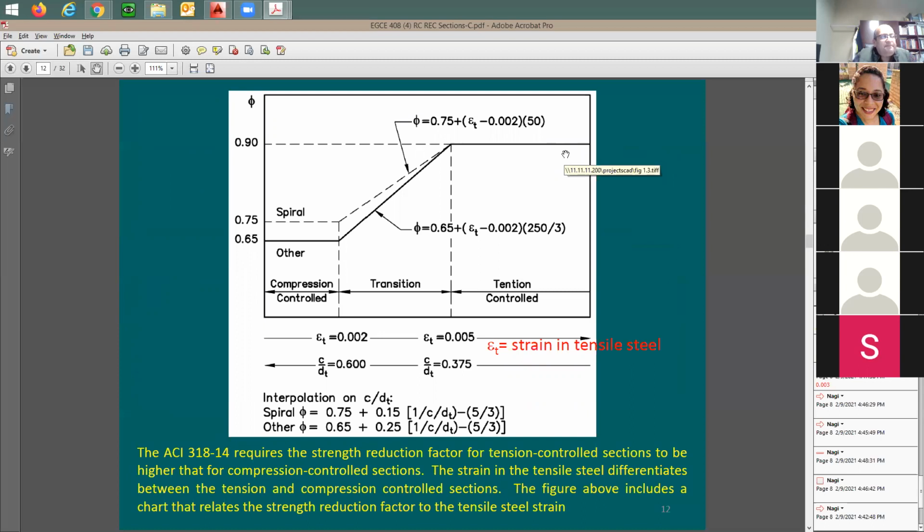So what do we have? We have the x-axis. It shows here the strain in the steel. You see this 0.02, 0.05, what is that? You can see this is going to be the yield strain in the steel. This is going to be right at the yield point.